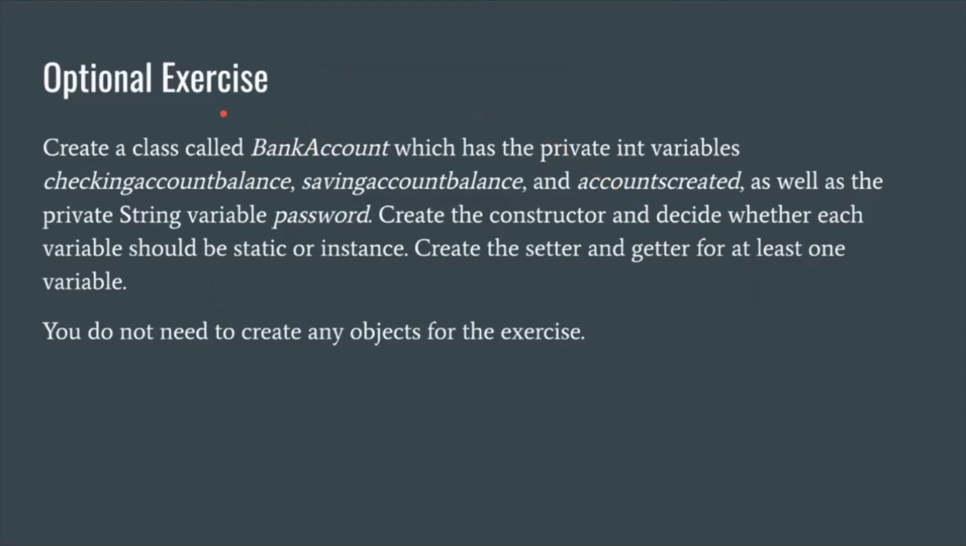Here is an optional exercise. Create a class called bank account, which has the private int variables checking account balance, saving account balance, and accounts created, as well as the private string variable password. Create the constructor and decide whether each variable should be static or instance. Create the setter and getter for at least one variable. You do not need to create any objects for the exercise, but you can if you want to. If you want to give this a try, then pause the video here and keep watching for the solution.